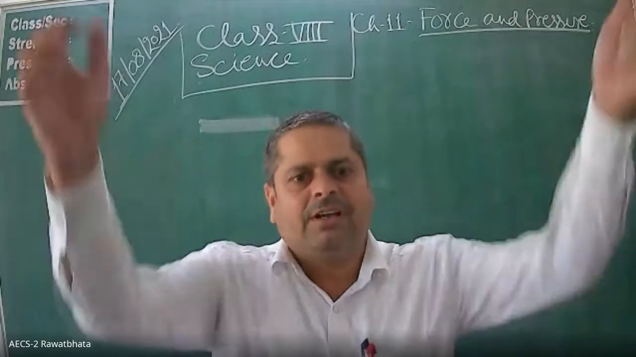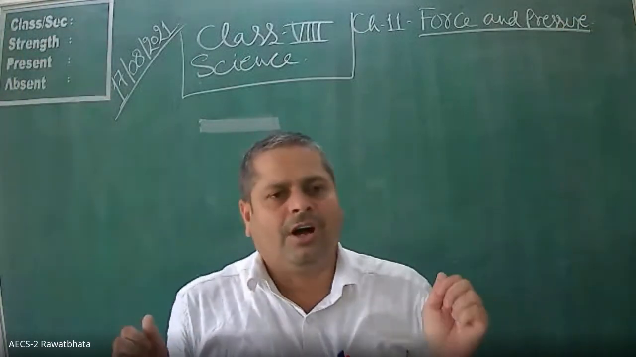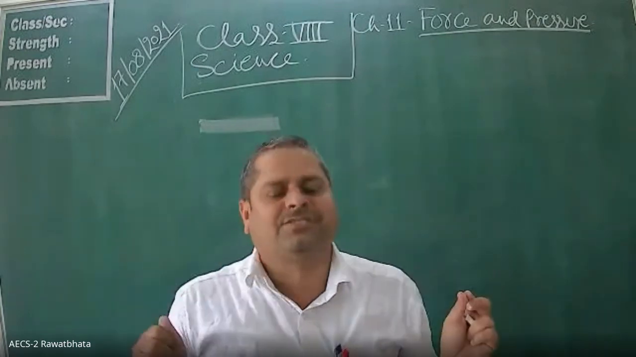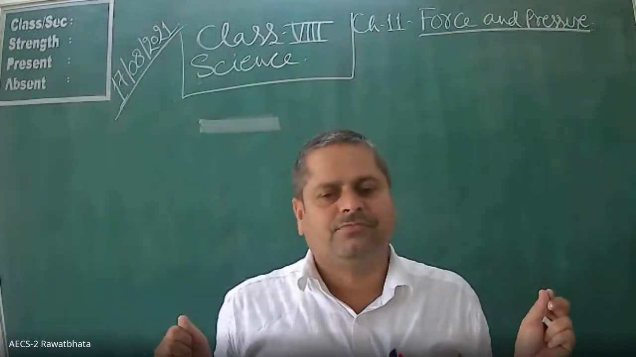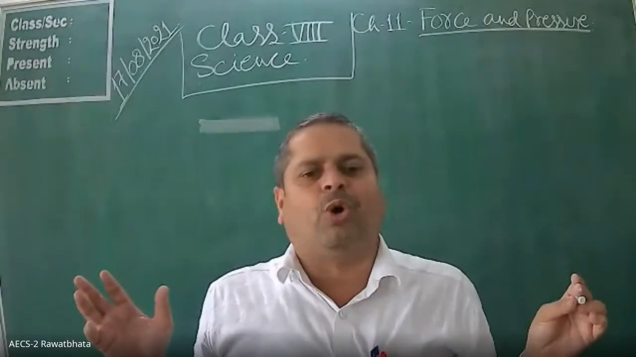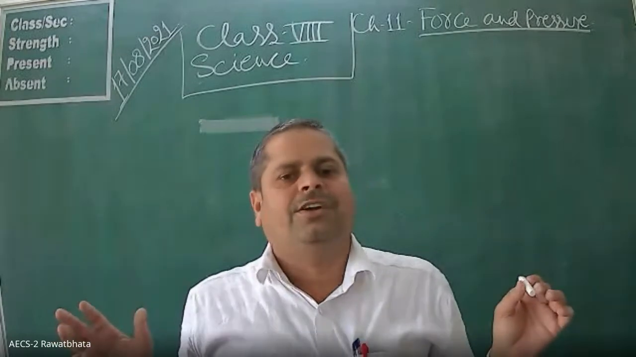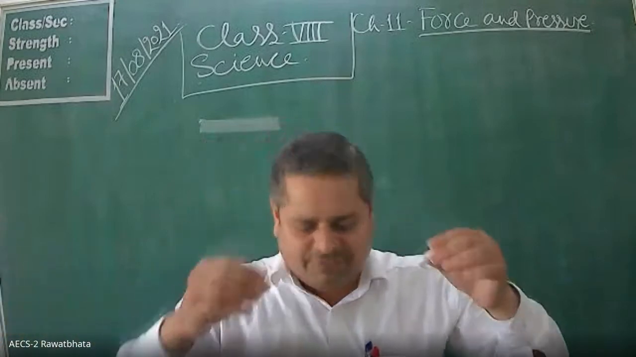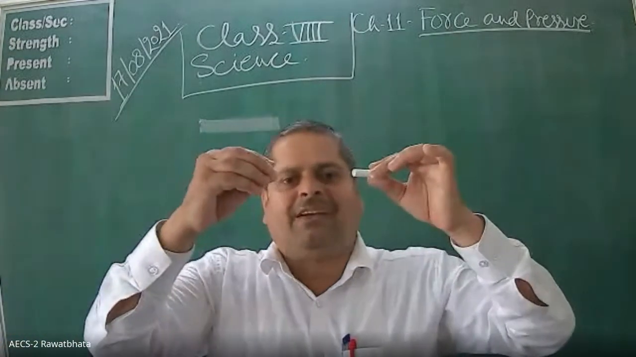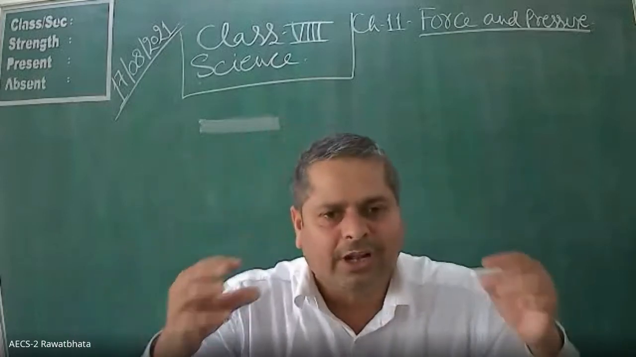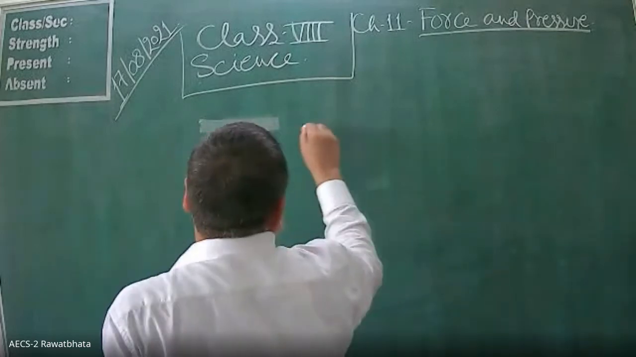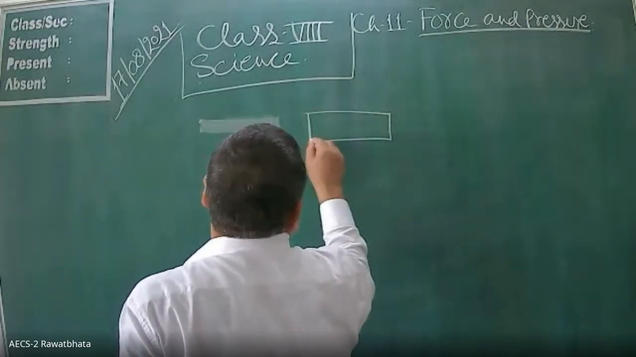Suppose you might have seen a magnet attracting an iron piece by a force called magnetic force. That we will discuss later on. So if we want to separate the iron piece from the magnet, what do we do? We pull it. Suppose this is a magnet. This is a magnetic box.